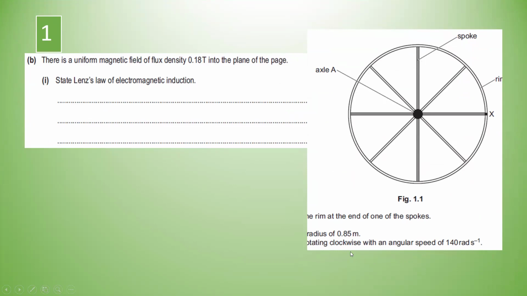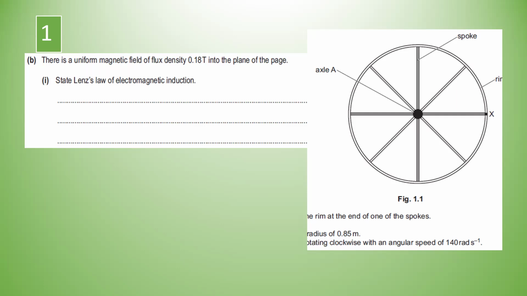There is a uniform magnetic field of flux density 0.18 Tesla into the plane of the page. State Lenz's law of electromagnetic induction. Okay. It looks like from 2024 onwards, Lenz's law is coming out again now.